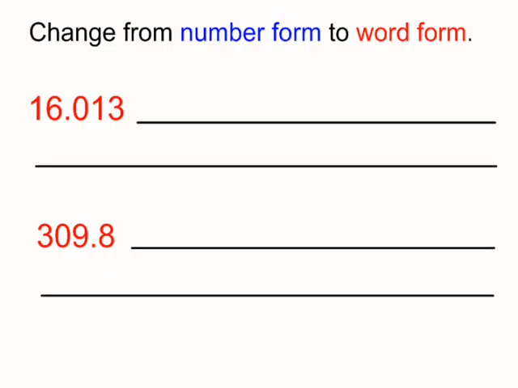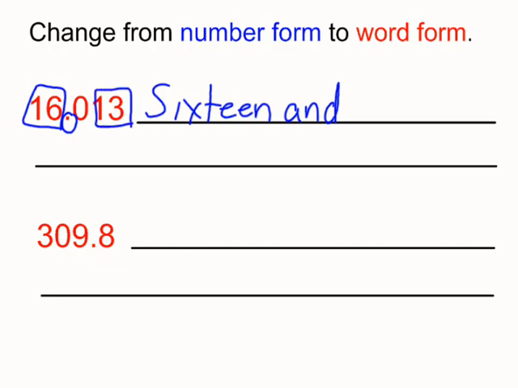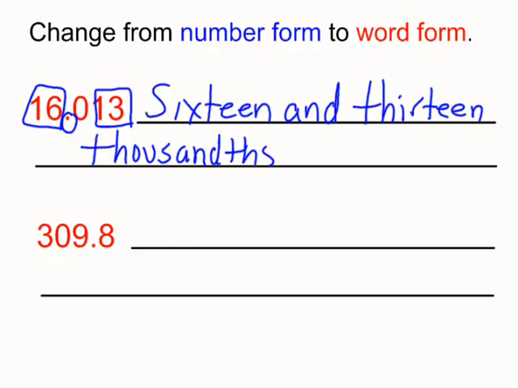This is pretty easy. So let's look at our whole number first. So that would be 16 and 13. And where is that 3? That 3 is in the thousandths place, so it would be 16 and 13 thousandths. Okay, let's do one more example.